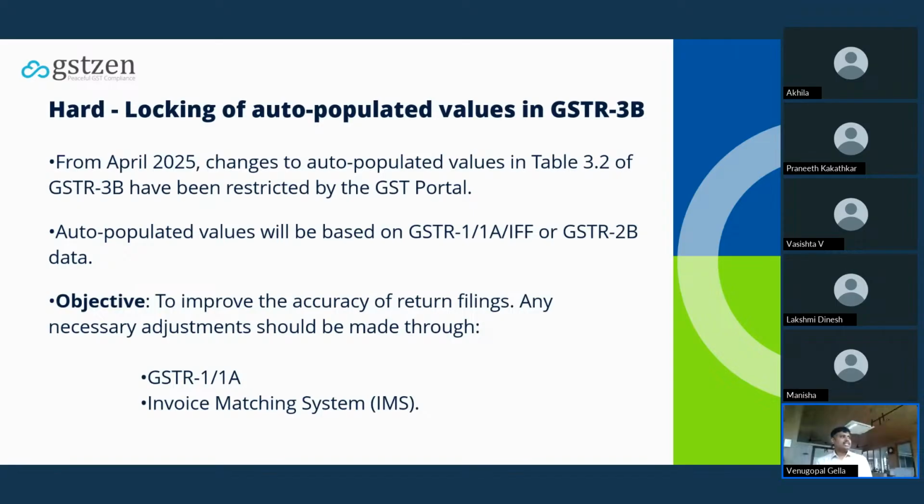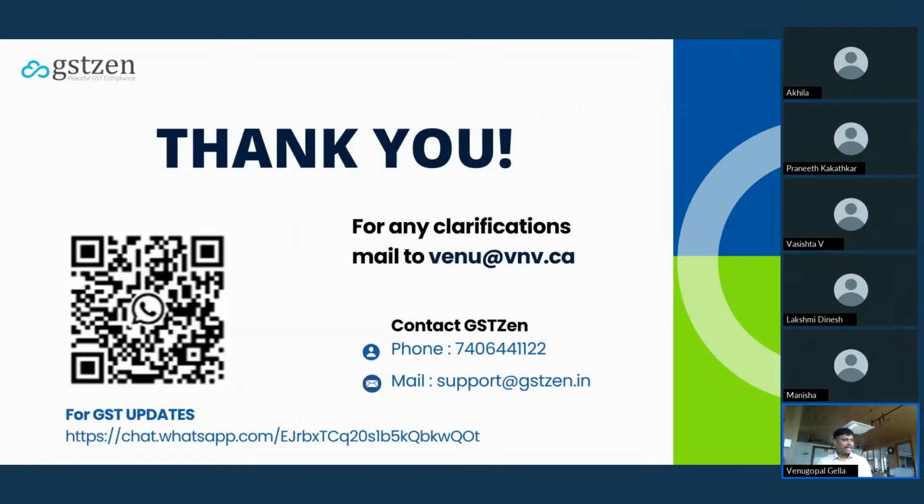Certain changes: hard locking of auto-populated values in 3B from April 25, table 3.2, mainly coming from tables 14 and 15 of the R1. The auto-populated values are basis your R1, so that is not going to be editable.